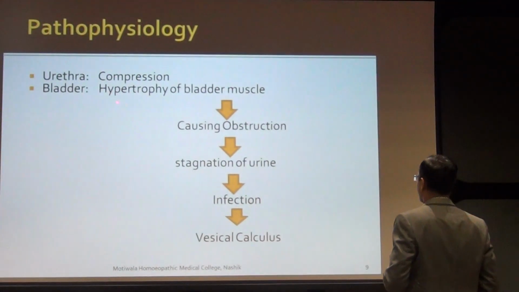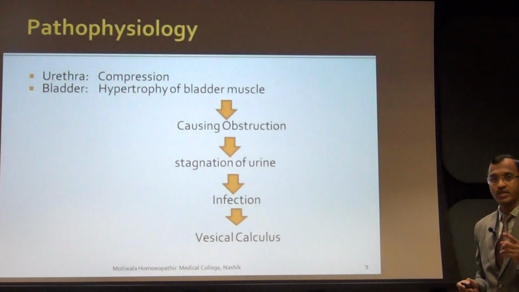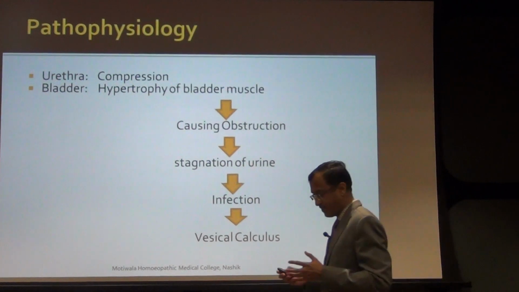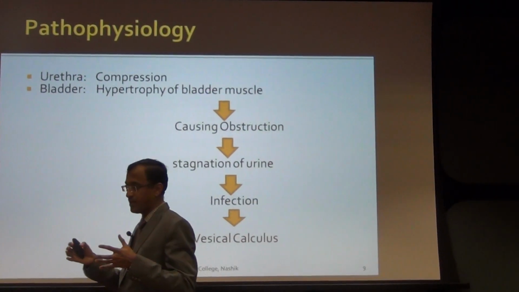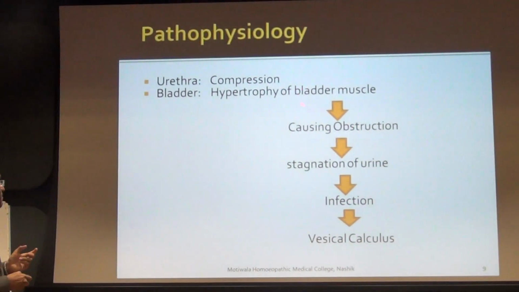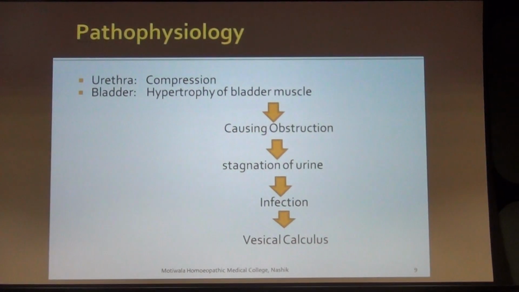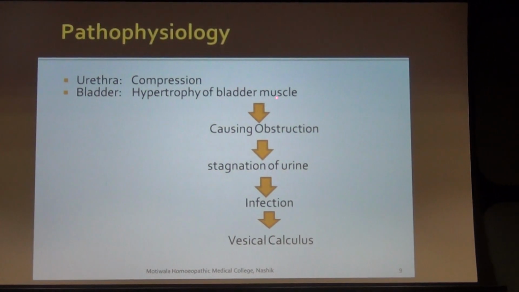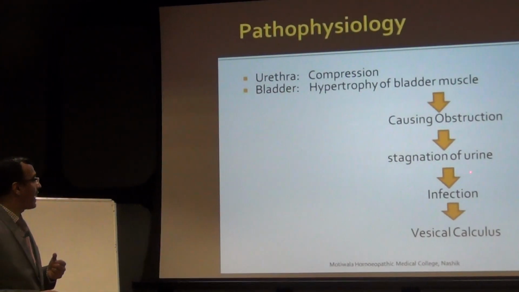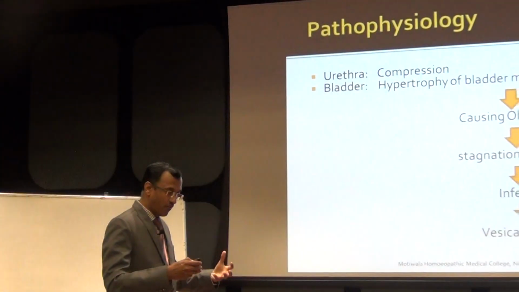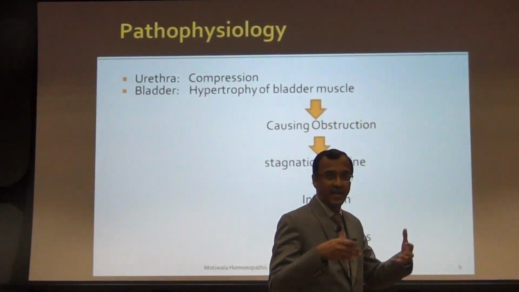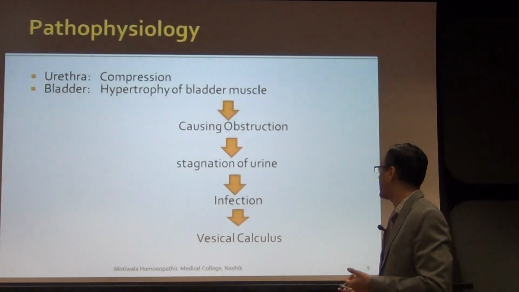Now in the urinary bladder, the first thing that develops is hypertrophy of the bladder muscles. Along with the enlarged prostate and compression of the urethra, there is bladder hypertrophy. Once this hypertrophy of the muscles is there, it causes further obstruction and stagnation of urine. So there is a voiding problem and the urine accumulates inside the urinary bladder.